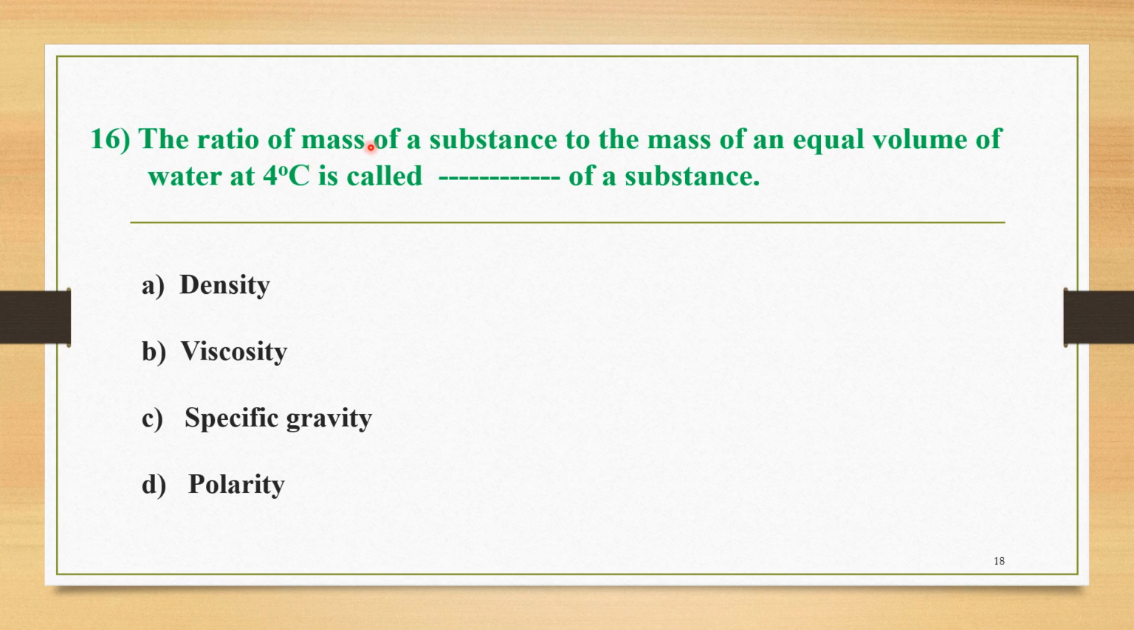The next question number 16 is here. The ratio of the mass of a substance to the mass of an equal volume of water at 4 degrees centigrade is called of a substance. And the four options are: A is density, B is viscosity, C is specific gravity, and D is polarity. The correct option among these four is option C, that is, it is called the specific gravity of a substance.